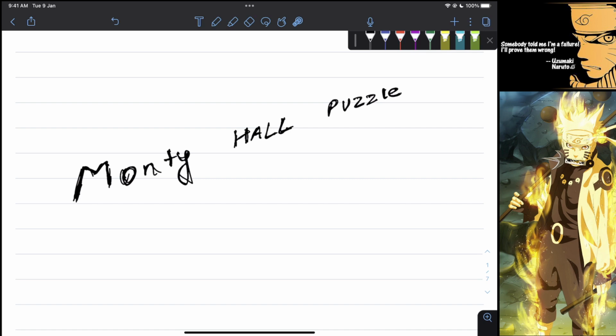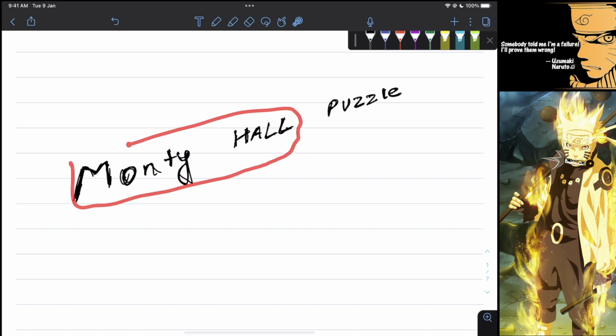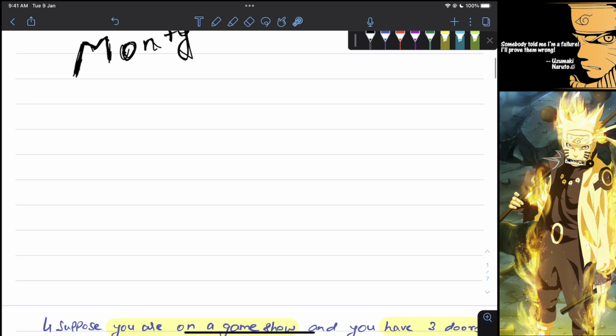Hello everyone. In this video, we are going to solve this very famous Monty Hall puzzle. There was a game show during the 1970s in the USA. The host of the game show was Monty Hall, and he came up with this puzzle. So let's understand what this puzzle is.